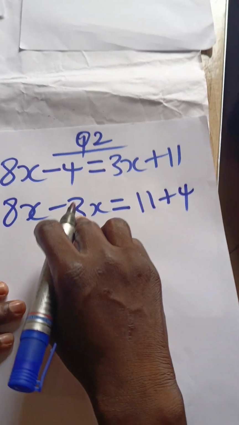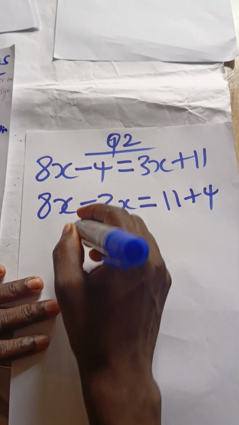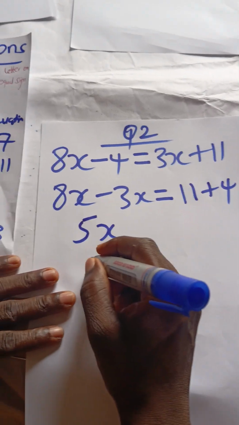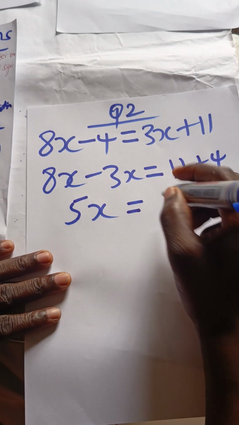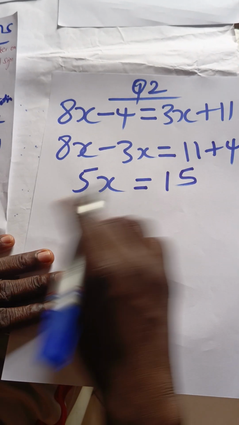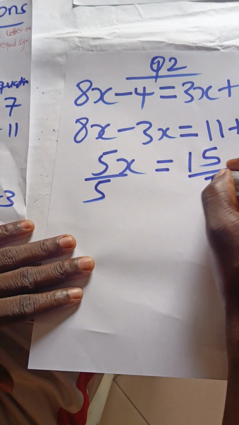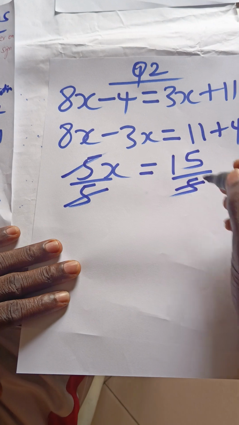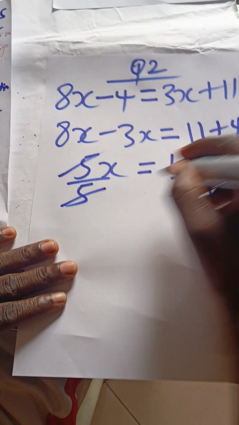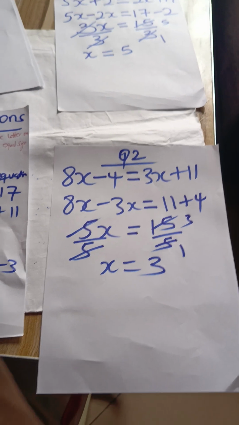Now let's subtract the 3 from the 8. Now 8x minus 3x will give us 5x, is equal to 11 plus 4, which will give us 15. So here we divide both sides by 5. Divide both sides by 5. So this 5 will go here and this 5 goes here. 1, 5 here, 3. So now my x is equal to 3. That is it.